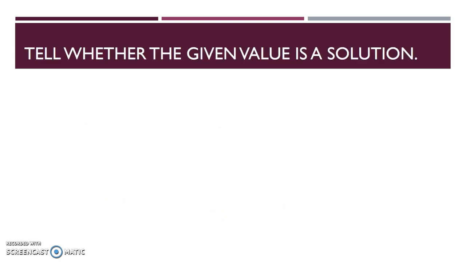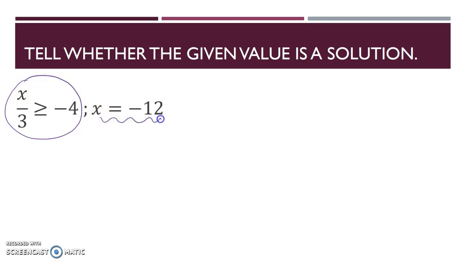Our next couple problems say to tell whether the given value is a solution or not. So we're given an inequality, x over 3 is greater than or equal to negative 4. This is our inequality, and then this is the possible solution. We take that solution, plug it in, and check to see, does that make the inequality true? So right next to this problem, I'm going to rewrite this with the actual given solution plugged in. So negative 12 over 3 is greater than or equal to negative 4.